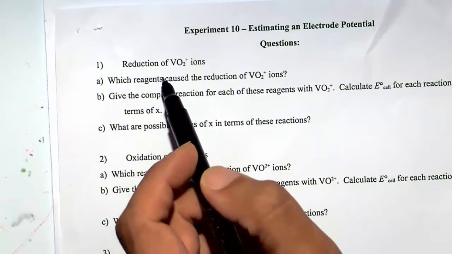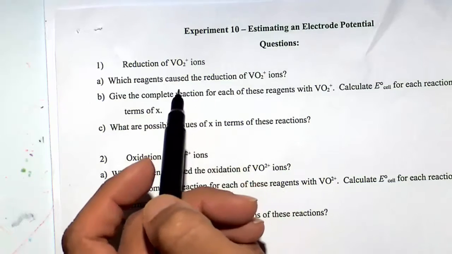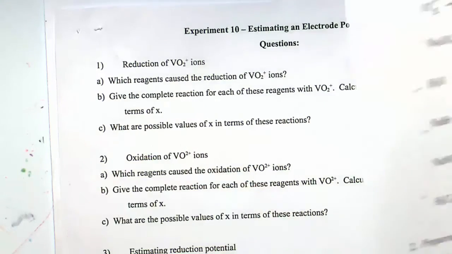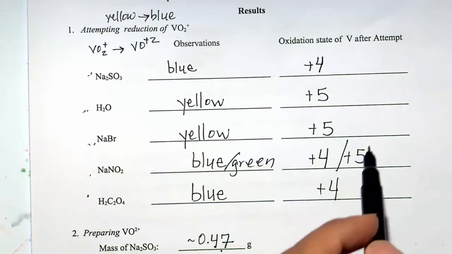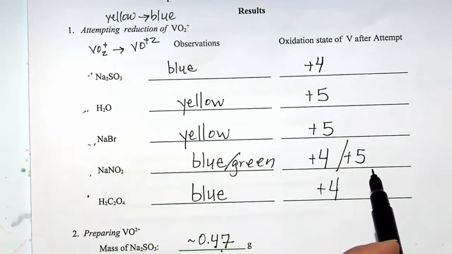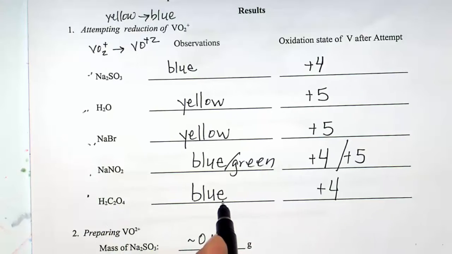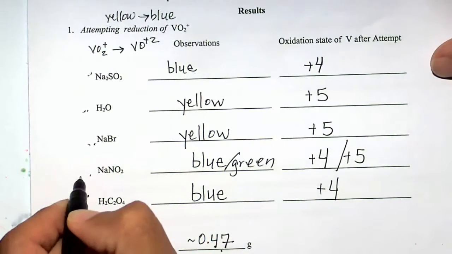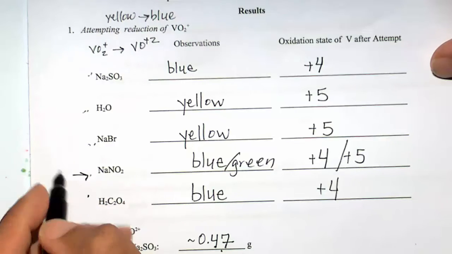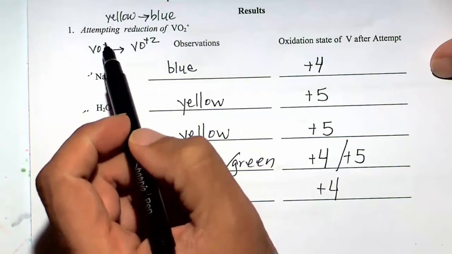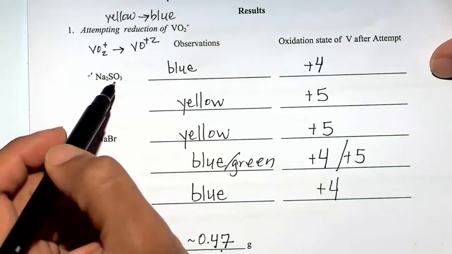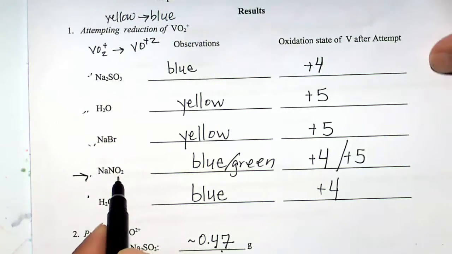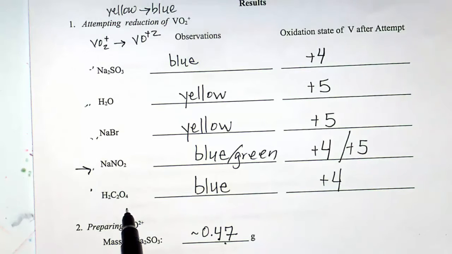Looking at our data, which resulted in the reduction of the VO2+ ions, and here we're looking at a yellow to blue transition. This is kind of a back and forth. You can probably also include NaNO2 here. So in my observations, I would also include this as causing the reduction of VO2+ to VO2+. So in my calculations, it was SO3^2-, NO2^-, as well as oxalic acid.